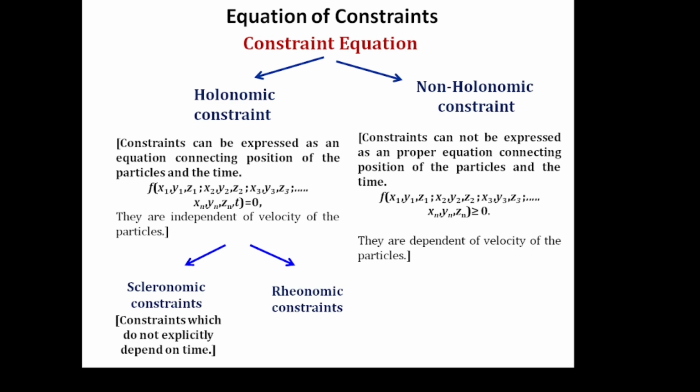And what is the example of rheonomic constraint? Rheonomic constraint means one which explicitly depends on time. Suppose for the same pendulum, the effective length L of a simple pendulum varies with time because of change of temperature, then it becomes an example of rheonomic constraint. That means L is a function of t. That means x square plus y square is equal to L(t) whole square.